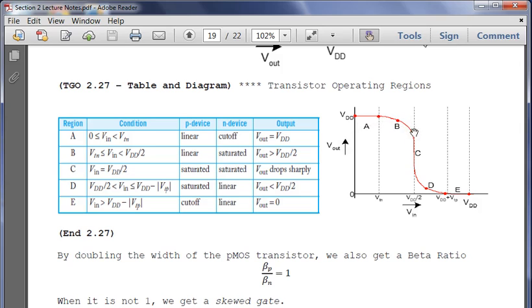And then what happens is we get a very sharp decrease when we hit half of the supply voltage, like this. And the reason why is because both the PMOS and the NMOS device are saturated.